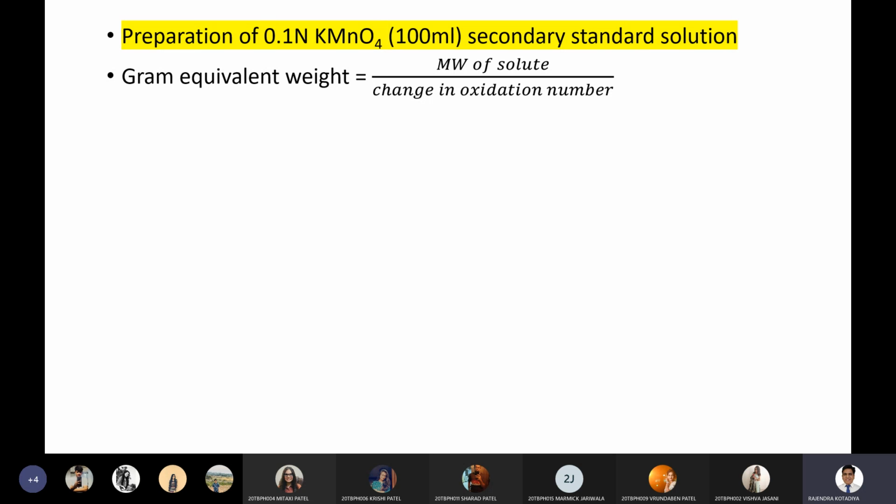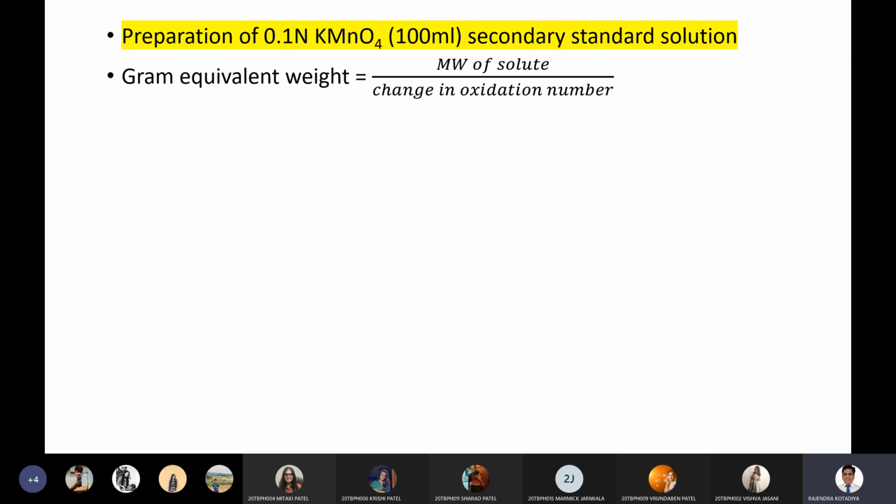To prepare 0.1 normal KMnO4 solution, first we need to find out its gram equivalent weight. That is nothing but the molecular weight of the solute divided by the change in oxidation number. Why is it the change in oxidation number? Because that involves a redox reaction. If it is an acid or base, then it can be the number of replaceable ions. But in the case of redox reactions, it must be the change in oxidation number, because that involves movement of electrons from left hand side to right hand side and vice versa.